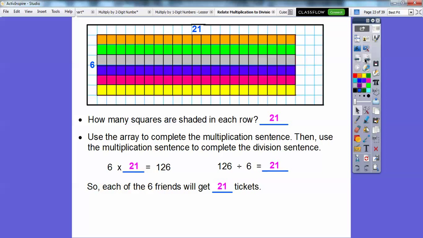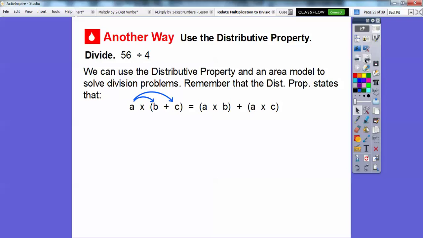Okay, let's use the distributive property and divide 56 divided by 4. Okay, this is kind of slick. All right, we can use the distributive property and an area model to solve division problems. Remember, the distributive property states that when we multiply something times the sum of two numbers, then we just distribute this something through. So this times this, and we add those two products together. Do you remember doing that right there?